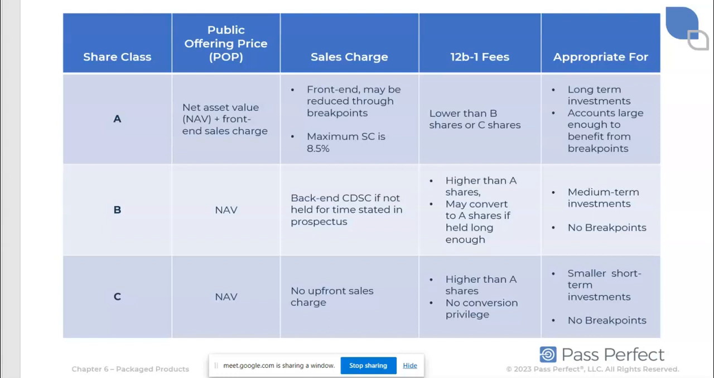Class B shares, better for someone who doesn't have as much money, should plan on holding at least long enough to avoid paying sales charges. Okay, and has a back end sales charge, so they charge you if you sell early. And Class C shares, again, no upfront sales charge.